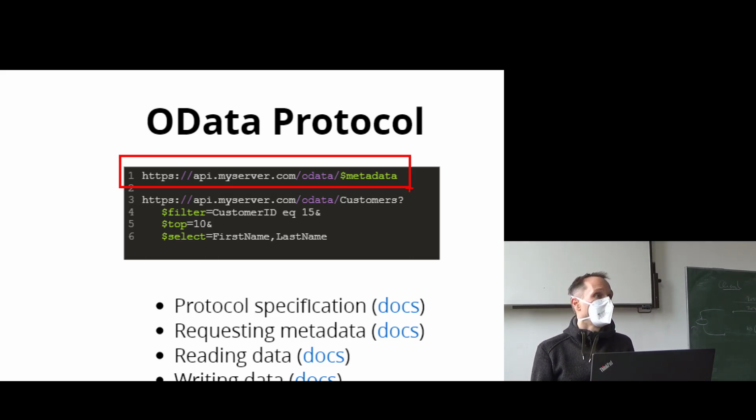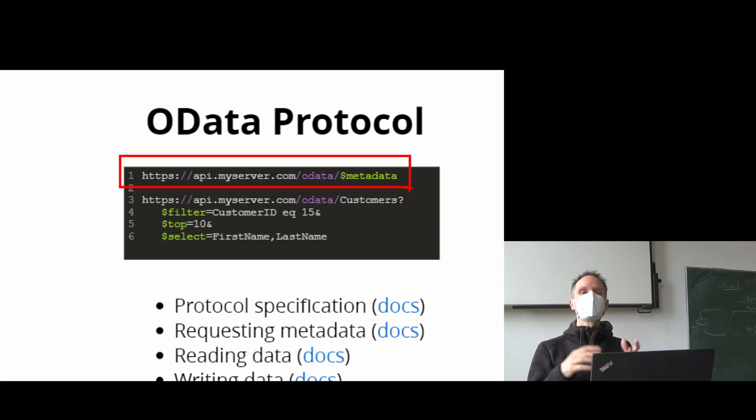Why? You might ask yourself, why did they invent a new metadata format? Why didn't they just use the existing standard? The answer is pretty simple. When OData was invented, there was no Swagger. So OData is pretty old. OData is established. OData is not something fancy new.